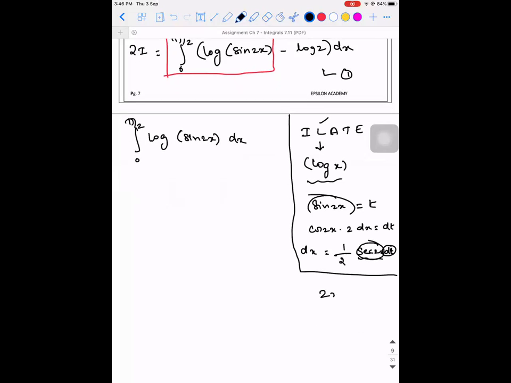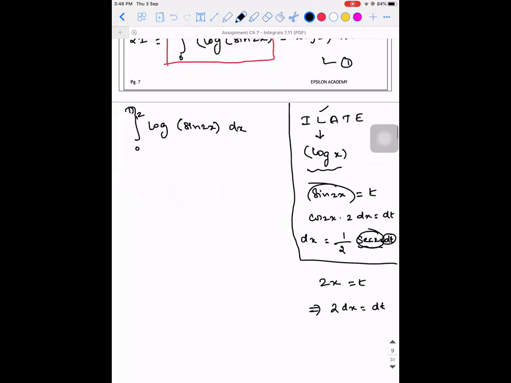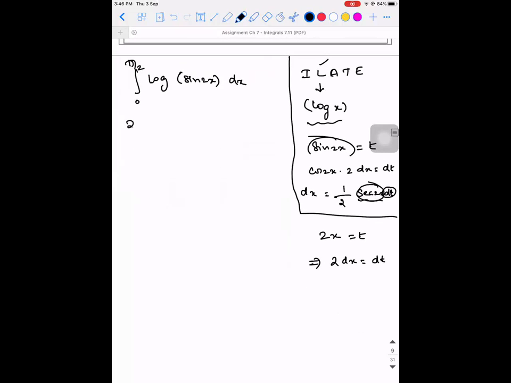Then I don't know. Let's see. If you take 2x is equal to t, then 2 into dx will be equal to dt. Right? Okay, let's try and see. What are we supposed to do in substitution? Change the limits. So x is 0, t is 0. X is pi by 2, t is pi.